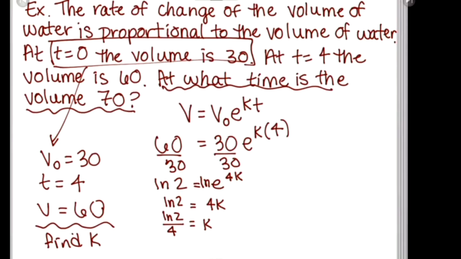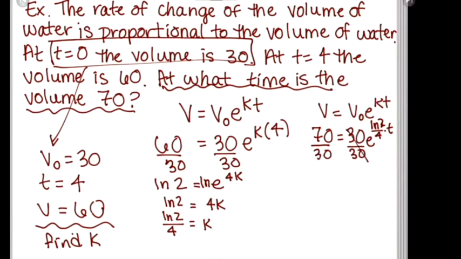So let's go back to our V equals V sub 0 e to the kt. Well, we want a new volume to be 70. Our old volume is still 30. And then we have e. Our k is what we just found, ln 2 over 4. And t is what we have to find in the problem. We need to find the amount of time that would yield a volume of 70. So let's divide both sides by 30 first. We're solving for t. I can reduce that to 7/3.